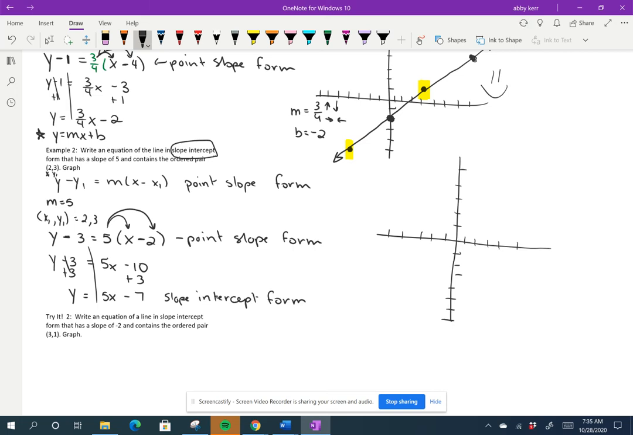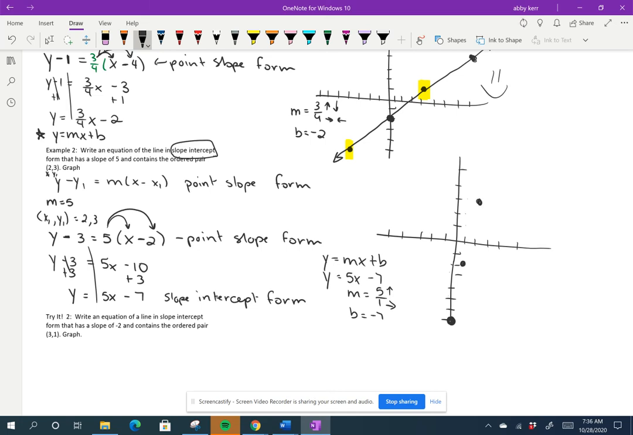So I had to go a little bit further down because we have a negative 7. So we have 5x minus 7. So 1, 2, 3, 4, 5, 6, 7 down. But then notice that our slope is 5 over 1. So that means we're going to go up 5, right 1. So we're going to go 1, 2, 3, 4, 5 spaces up, 1 to the right. So 1, 2, 3, 4, 5, 1 to the right.